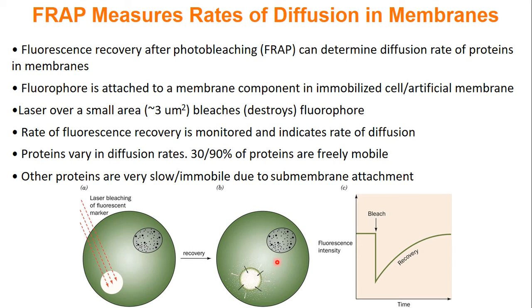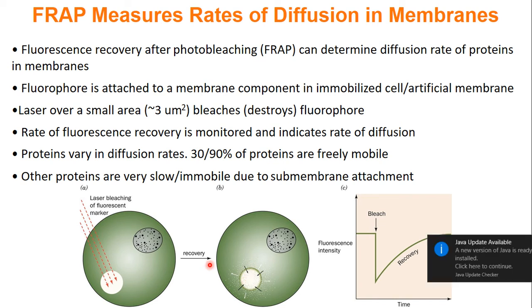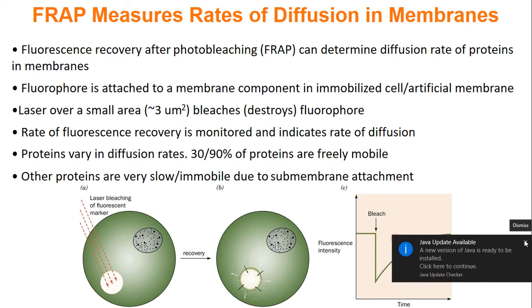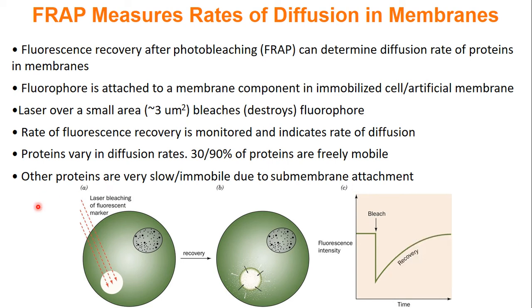Then you see how long it takes until color recovers. That color is coming from adjacent lipids and/or proteins. And what you see with that is that proteins travel at different rates. Roughly 30 to 90% of proteins are freely mobile, but there are 10% of proteins that seem just to be anchored to the lipid membrane. That is, they don't move, or they're extremely slow.